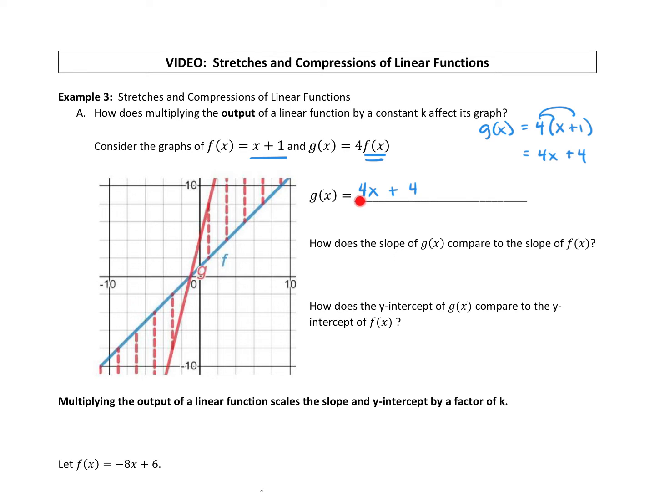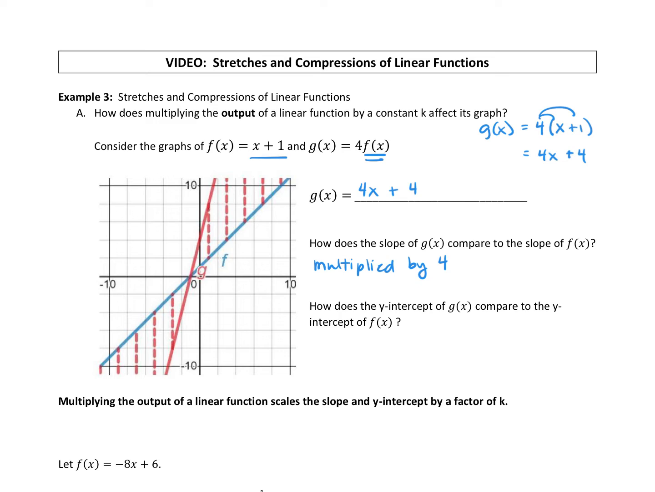When we multiply that entire function by 4, what it did is it multiplied our slope of 1 times 4. So we have a slope of 4. And then our y-intercept also got multiplied by 4, and now our y-intercept is a positive 4. So here's up 4, and then a slope of, probably counting by 2s, of 4 over 1, up 4 over 1. So how does the slope of g of x compare with the slope of f of x? It was multiplied by 4. That is our constant k that we multiplied the output of a linear function by.